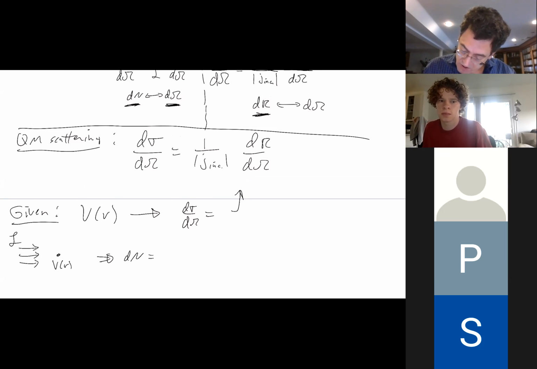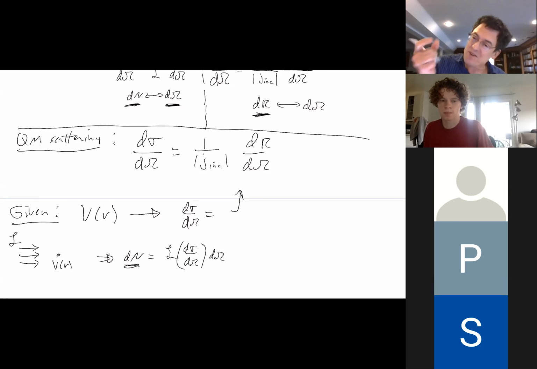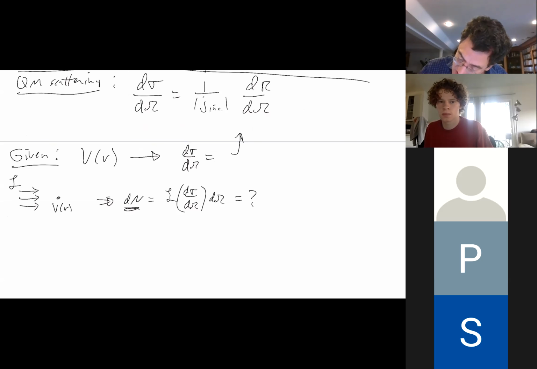Well, you know that the number of particles into the detector is equal to the luminosity, and we already did this, times d sigma d omega times d omega, and this is the number of particles that go into my detector. So if I have some potential and I shoot a number of particles at it, how many am I going to detect? This is the size of my detector, the solid angle. This is the number of particles I start with, which is known. But then how do I get this? Well, this thing you get using quantum mechanics.